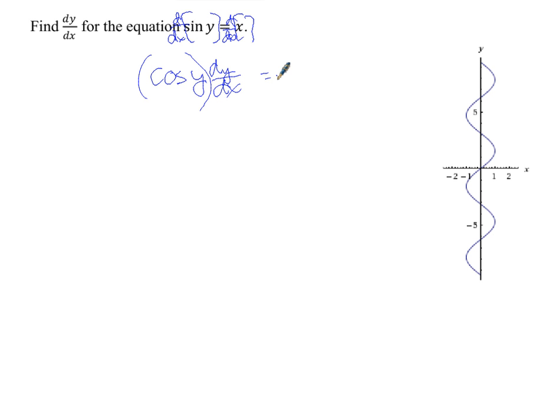Equals 1. Now solve for dy over dx. And we get 1 over cosine y, which is? Is it secant? Okay. There you go. It doesn't say to plug in a point or anything like that, but that's your answer.